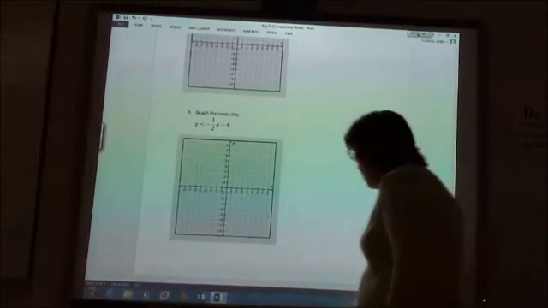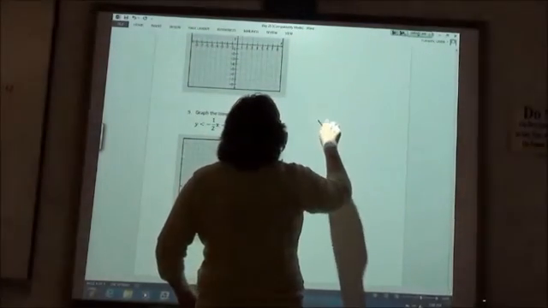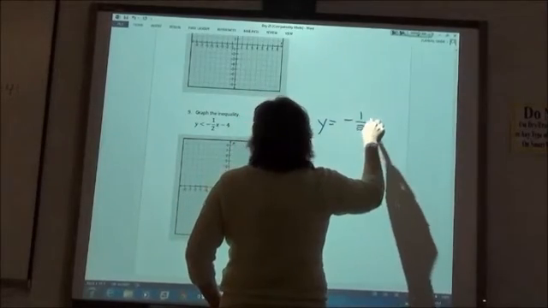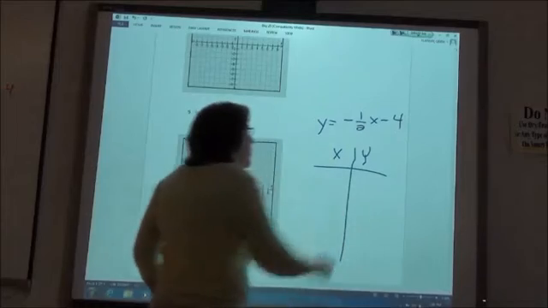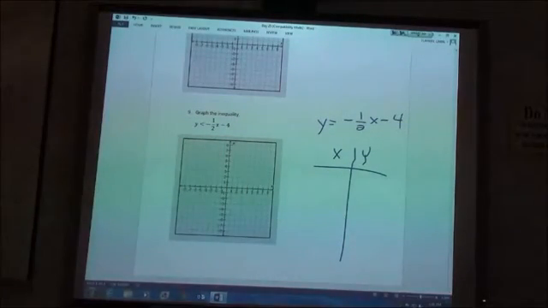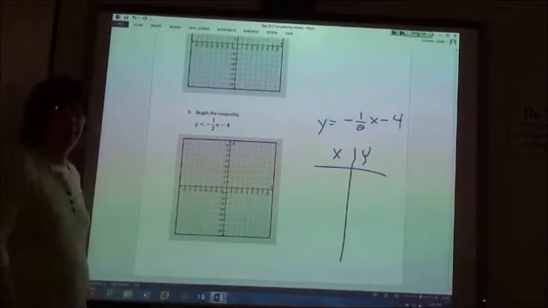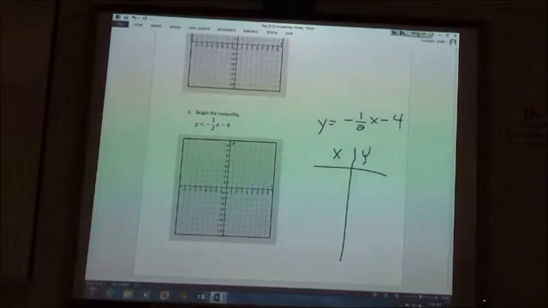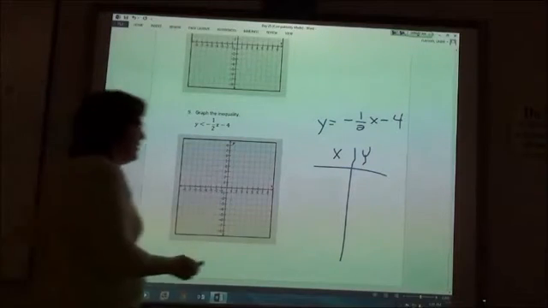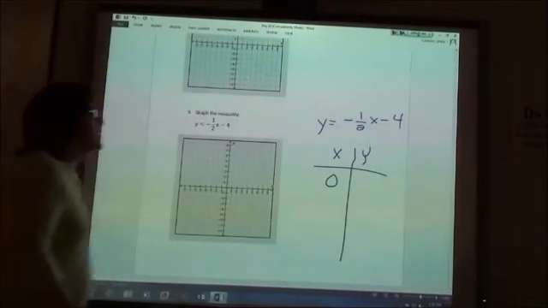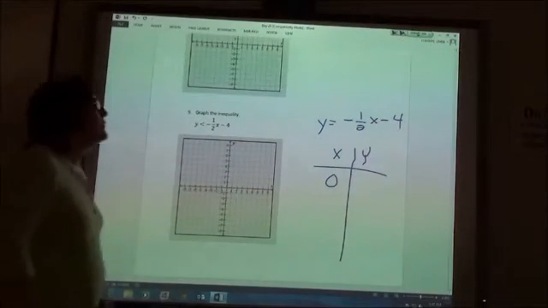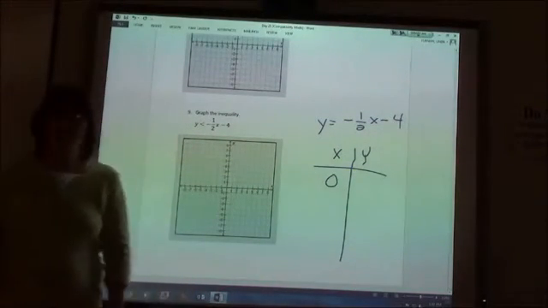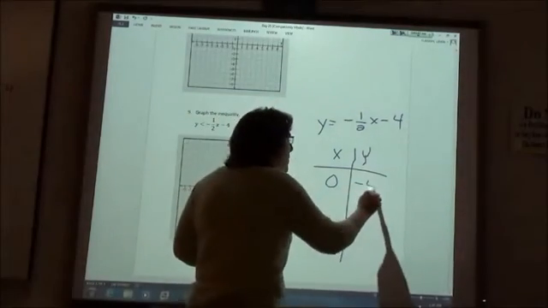And number 9 here, we're going to pretend it says y equals -1/2 x minus 4. And then we're going to pick some points to put in there. What might we put in for x? Zero is always a good one. If x is 0, what is y going to be equal to? -4. It's just going to be that end number.